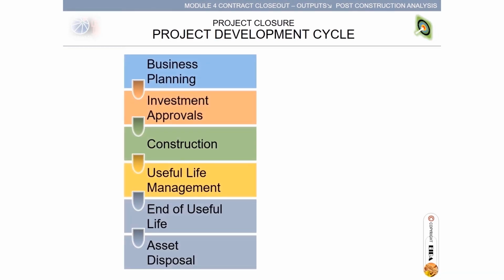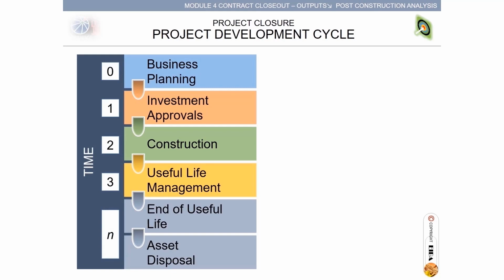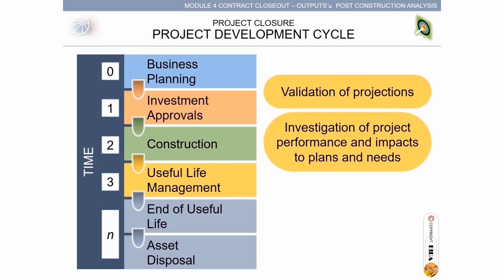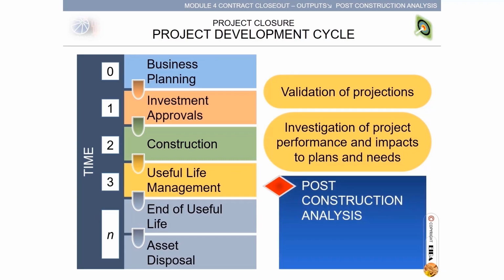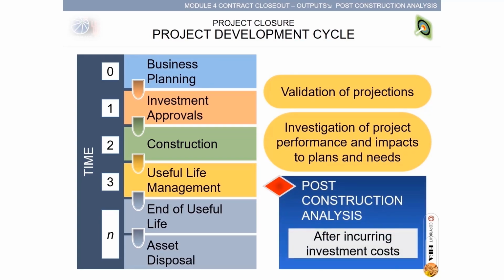Project development cycle. In view of the project life cycle: business planning, investment approvals, construction, useful life management, end of useful life and asset disposal, these go through time 0 to time n. The validation of projections is performed by doing investigation of project performance and impacts to plans and needs. A post-construction analysis is generated but only after incurring investment costs or the financials are finally closed.